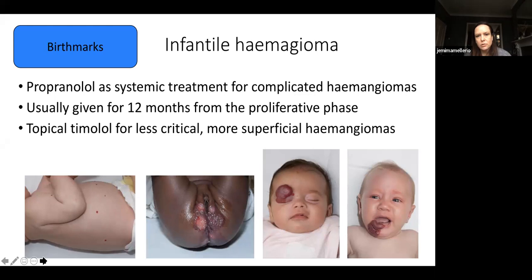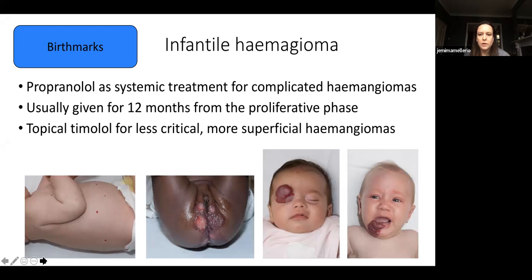Sometimes you see less critical, more superficial hemangiomas, for example, large ones on the face that you don't want to allow to grow and cause tissue stretching. Once they've involuted, you might have a cosmetic problem. And using topical beta blockers in the form of timolol can be extremely helpful in that kind of situation.